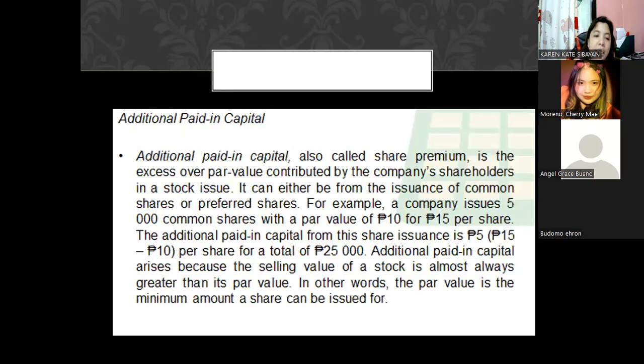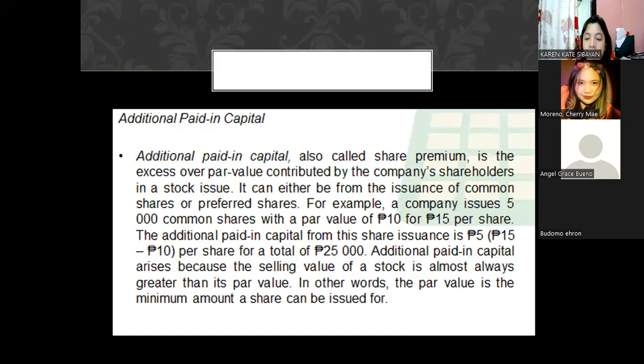Diba? Ayan. So, additional paid-in capital. Pag sinabing additional paid-in capital, also called share premium, it is the excess over par value contributed by the company shareholder in a stock issue. It can either be from the issuance of common shares or preferred shares.